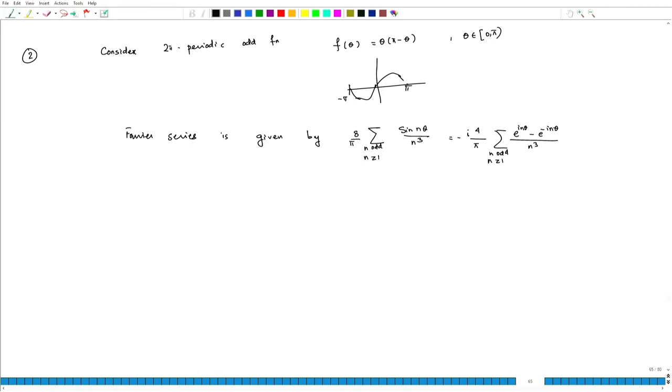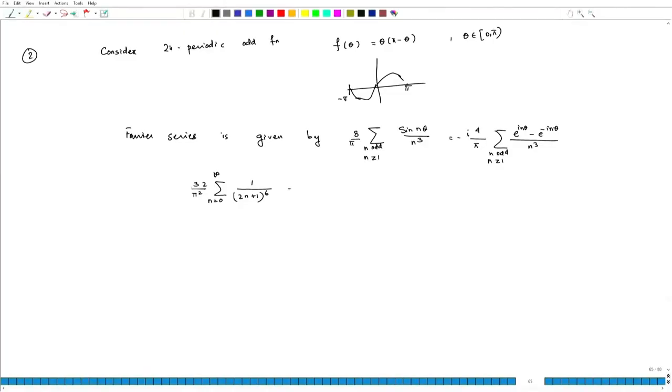Again, by using the Parseval identity, what we are going to get is that n odd means 2n plus 1, and the square is (2n plus 1) to the power 6, the n to the power 6. So this right hand side is going to be equal to the square of this, which is 32 by pi square summation over n from 0 to infinity 1 by (2n plus 1) to the power 6. This is a fact of little l2 norm.